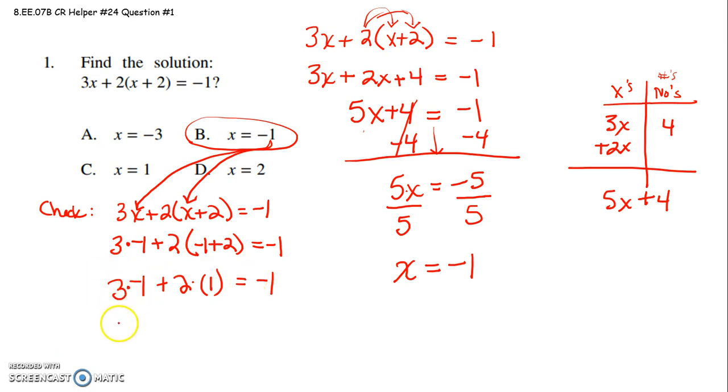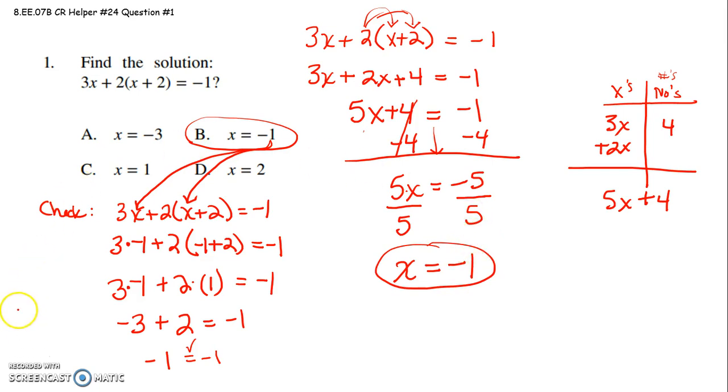I'm hoping when I simplify that, I come up to -1. 3 times -1 is -3, plus 2 times 1 is 2. I'm hoping when I combine those, I come up with a -1. -3 plus 2, signs are different, so I'll find the difference. The difference between 3 and 2 is 1. What do I have more of? I have more negatives. So -3 plus 2 is a -1, and this checks. That just tells us x equals -1 was the correct answer. I hope that helped.